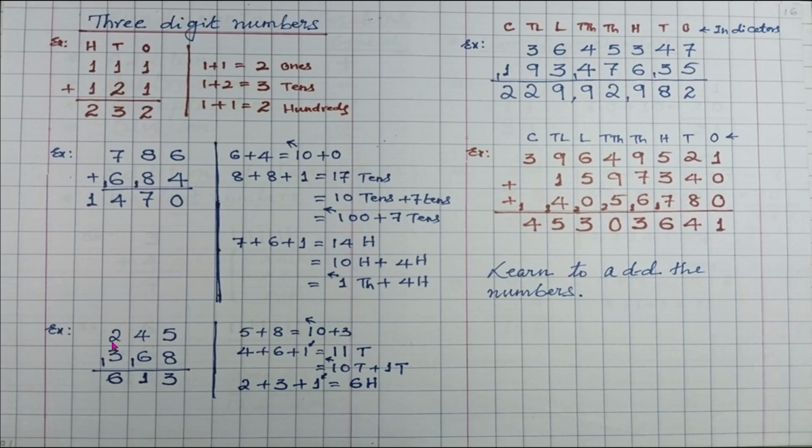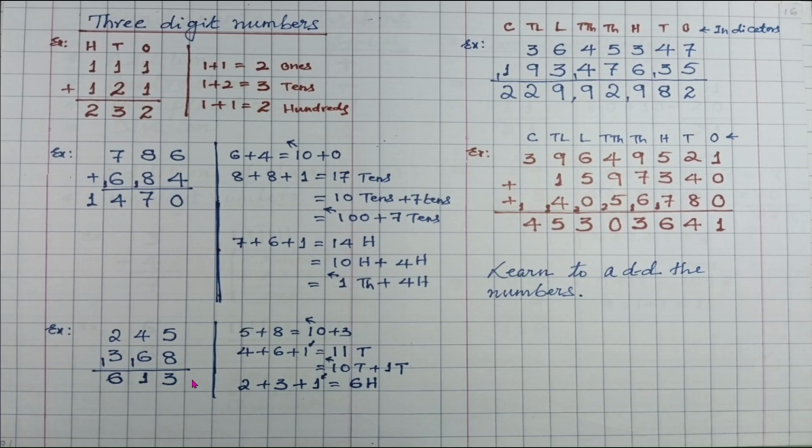Let us take one more example. 245 plus 368. Directly we'll add now. 5 plus 8 is 13. Carry 1, 10 is carried. 6 plus 4 is 10, plus 1 is 11. So 100 is carried and 1 is written here. 2 plus 3 is 5, plus 1 is 6.